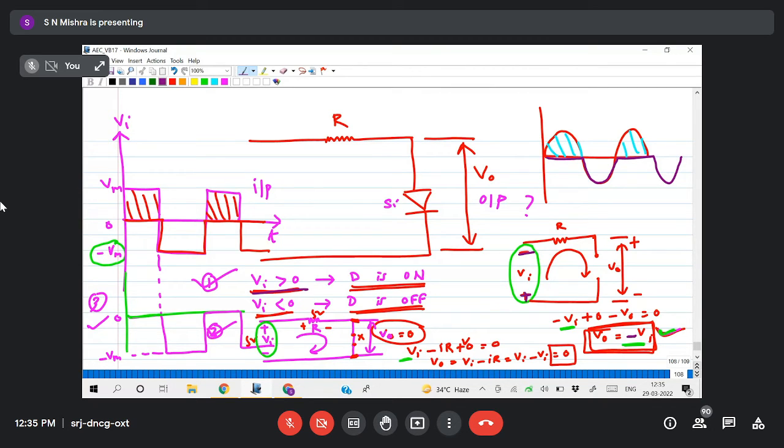If you do not take this sign convention and take only Vi, then in this case, here no sign convention, it will be Vi. So as you are giving the negative half cycle, this Vi equals negative. You can think like that.